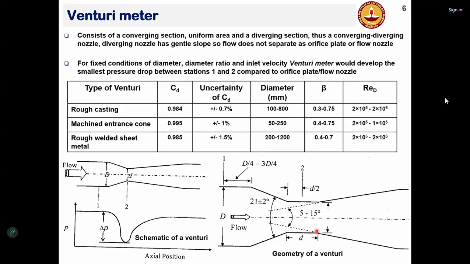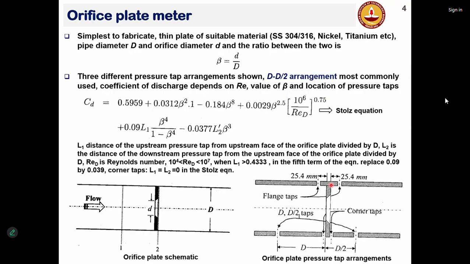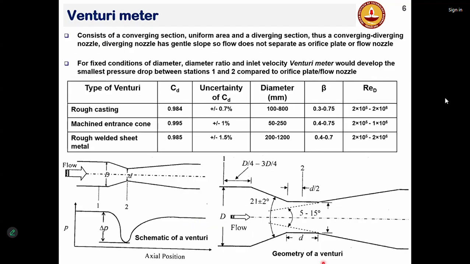The slow diverging angle avoids flow separation. Okay. As opposed to what happens in case of orifice meter, where there is typically the formation of wake here. You'll have strong recirculation zones here and corresponding losses. And that is typically avoided in case of venturimeter.